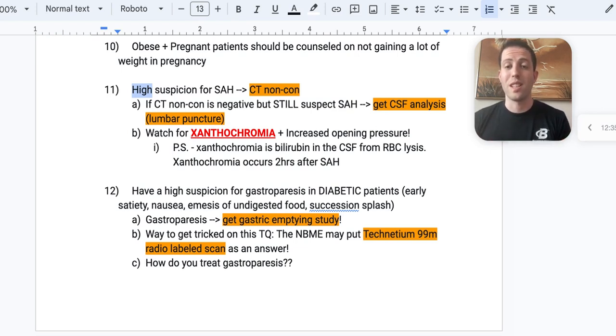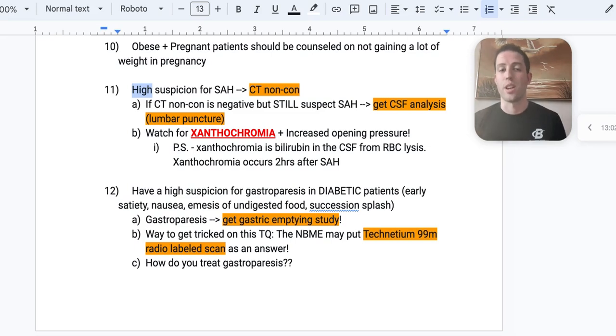But what about if the CT non-con is negative? So CT non-cons of the head are not perfect. They're not going to give you every single subarachnoid hemorrhage. If I had to take a guess, I would say they're over 90% sensitive. But oftentimes, if the subarachnoid hemorrhage is very early, you might not see it on the CT yet. So you would want to go ahead and get a CSF analysis, such as a lumbar puncture. And this is something you would do emergently.